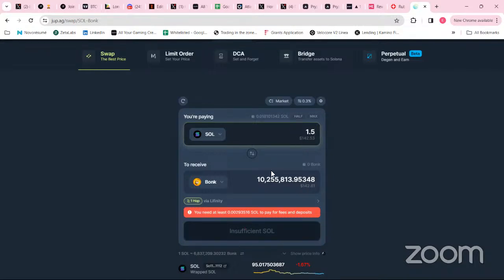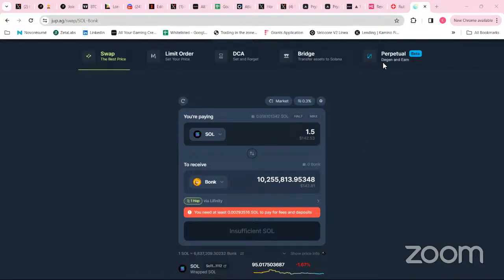Once you just swap here, Jupiter is really easy to use. The website I'm on is jup.ag. Let me drop it in the chat box. You just go to jup.ag, and for anything concerning Solana, you can always swap on jup.ag.